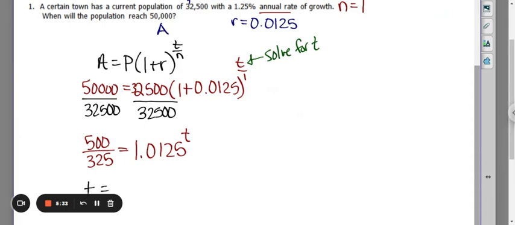So t equals log base 1.0125 of this 500 over 325. You can go ahead and leave it as 50,000 over 32,500. But again, just knock off the extra zeros. Don't have to worry about it as much. All right, now we go to the work we did in the last lesson. Rewrite it as a common logarithm.